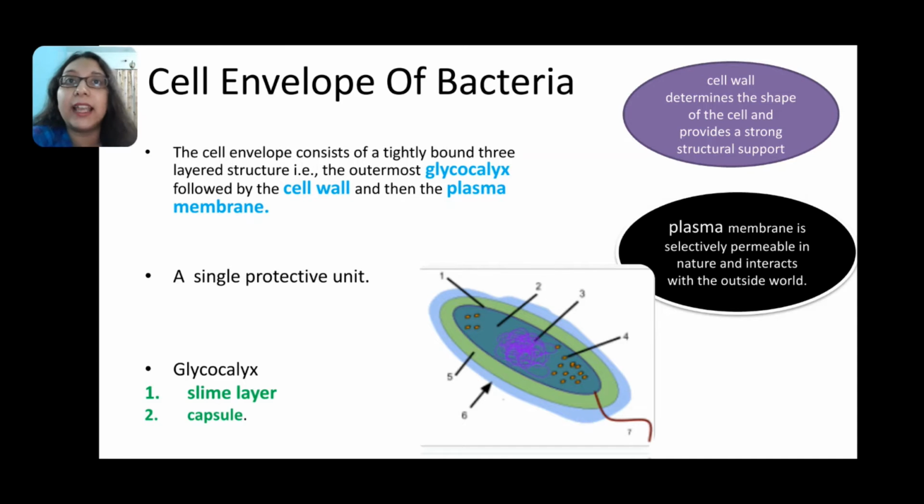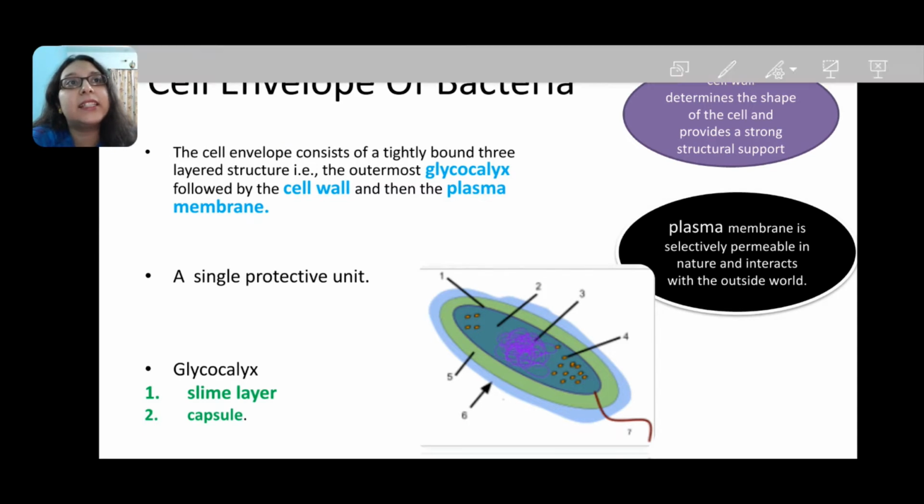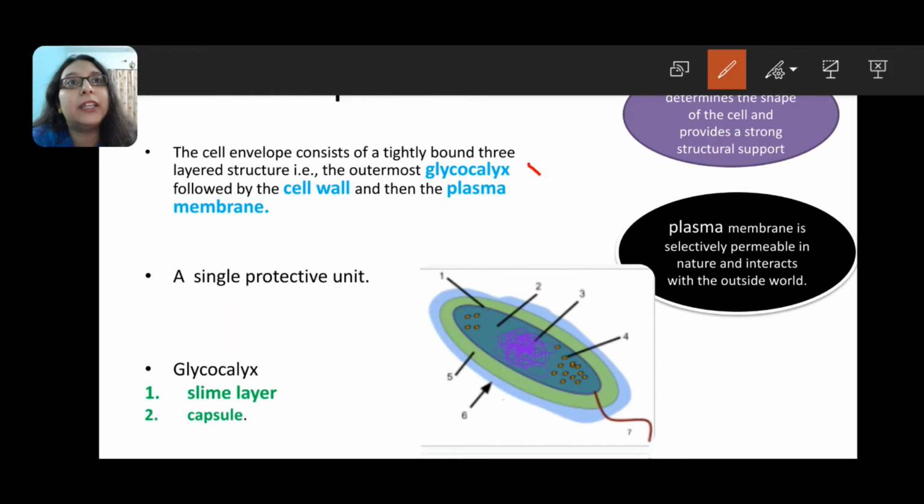What is the cell envelope? The cell envelope is the outermost covering which is present in case of bacteria. In bacteria, it consists of three parts as I have highlighted over here. One is the glycocalyx, which is the outermost coat. Then we have the cell wall, and last we have the plasma membrane. But this whole thing acts as a single protective unit.